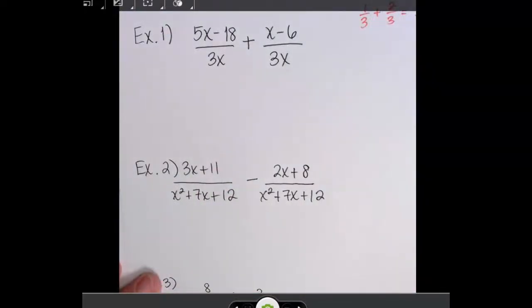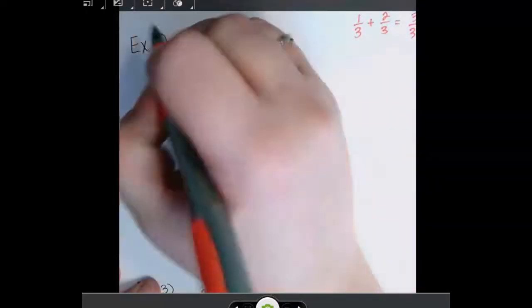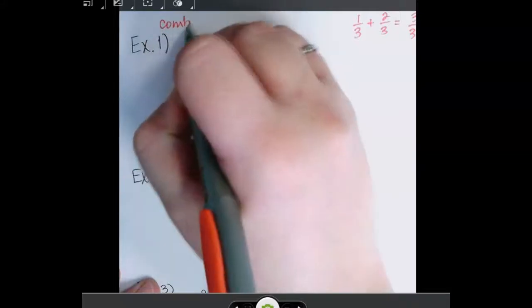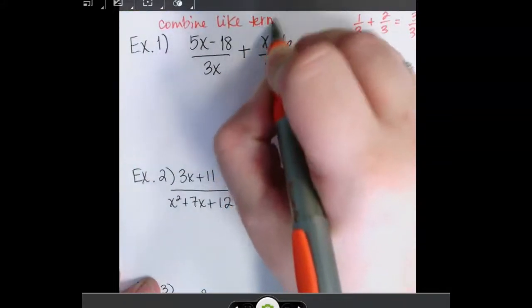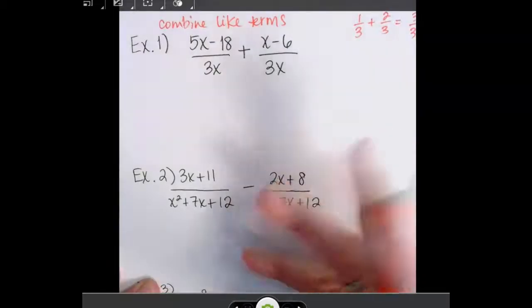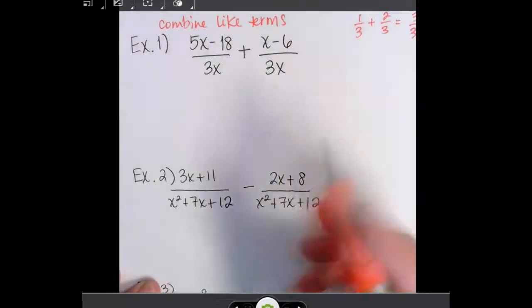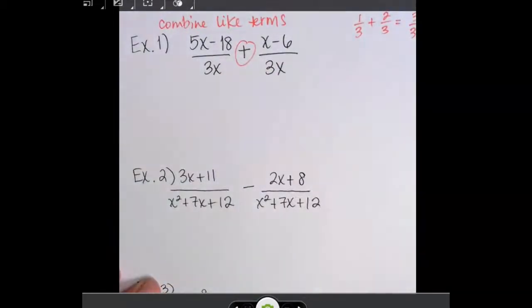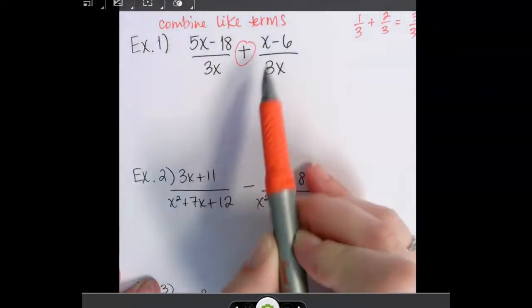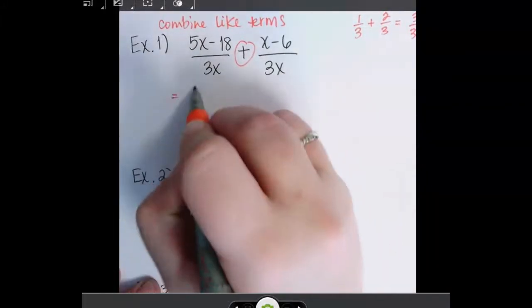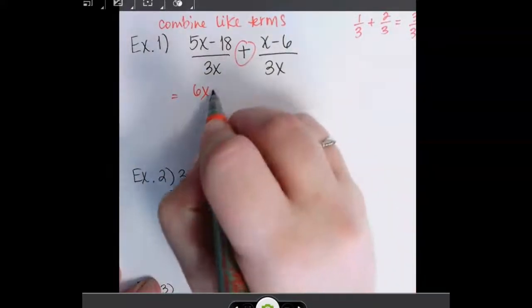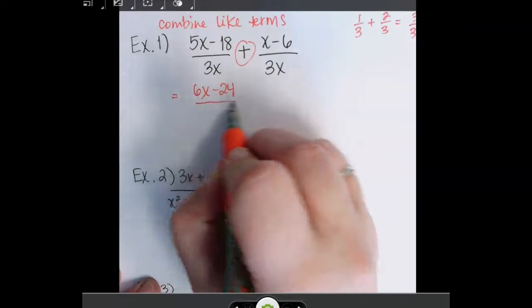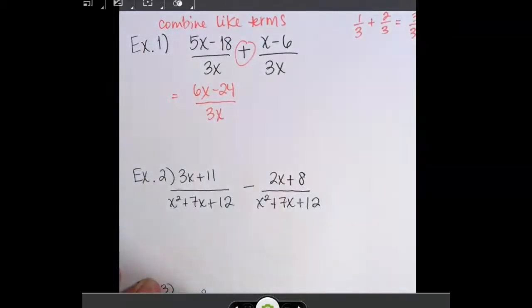Okay, so the same is true for rational expressions. We combine like terms, right? Like terms, so that means x's with other x's, x squared with x squared, and numbers with numbers. Okay, when we are adding, we can take the terms with the signs as they are. So for this problem, I have 5x plus 1x, which would just be 6x. And then negative 18 plus negative 6 would be negative 24. All right, and that is still over 3x.